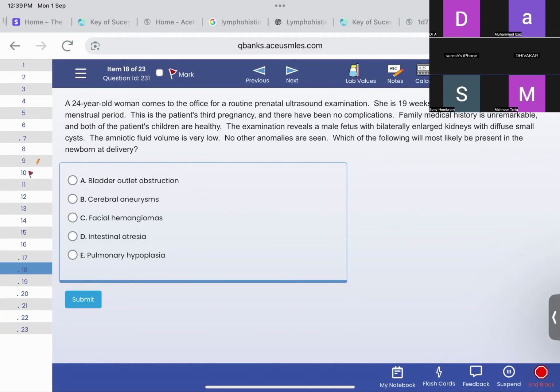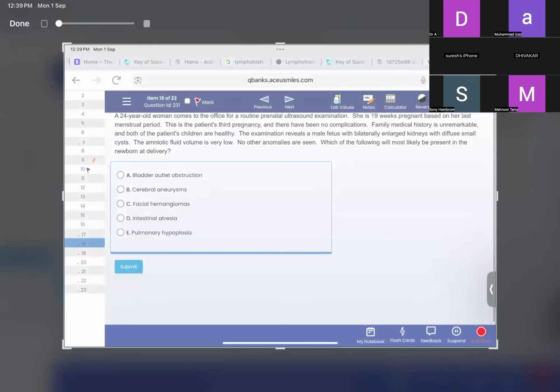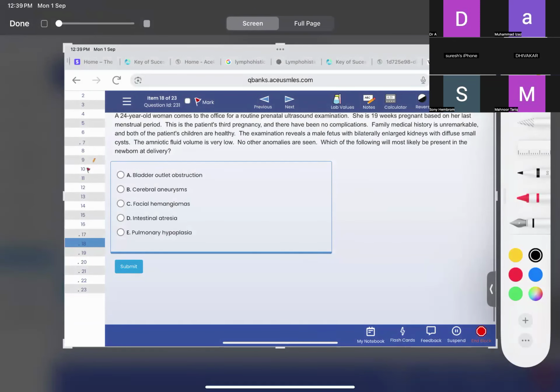Which of the following will most likely be present in the newborn at delivery? A 24-year-old woman comes to the office for a prenatal ultrasound, 19 weeks pregnant based on her last menstrual period. It is the patient's third pregnancy, and there have been no complications. Family medical history is unremarkable, and both children are healthy. Examination reveals a male fetus with bilaterally enlarged kidneys with diffuse small cysts. The amniotic fluid volume is very low, and no other anomalies are seen. Which of the following is most likely present at birth?